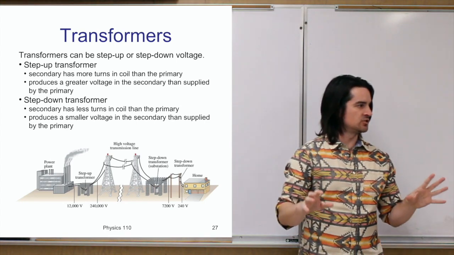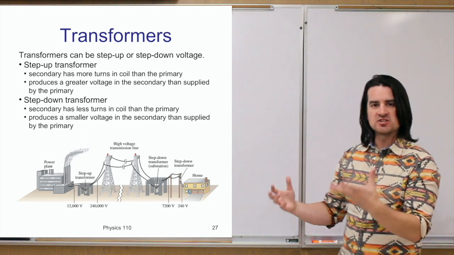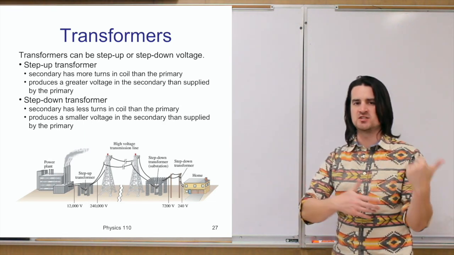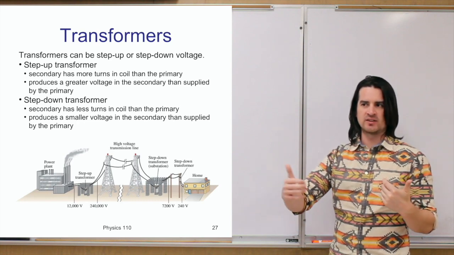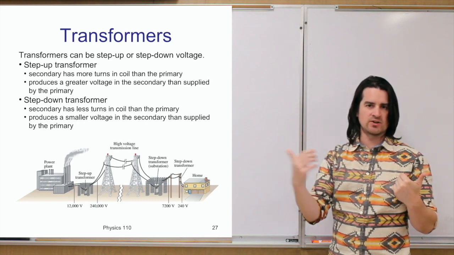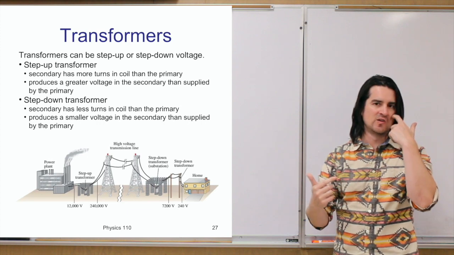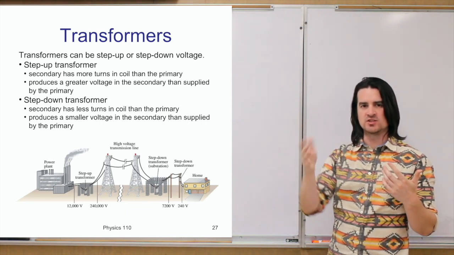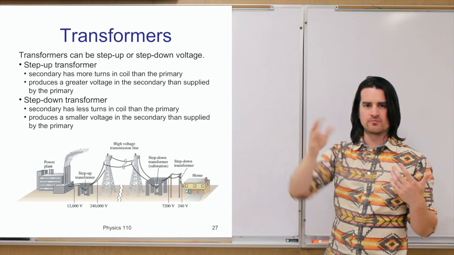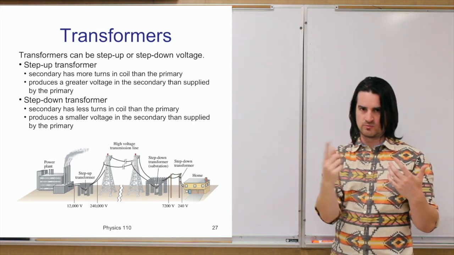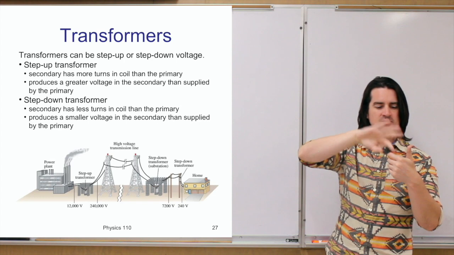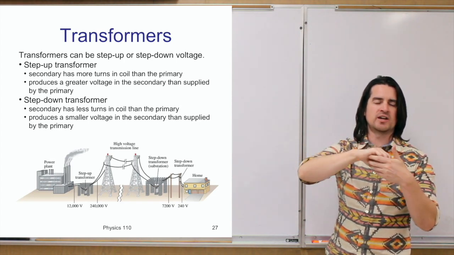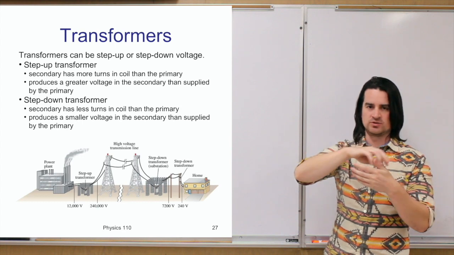So again, just to reiterate, a transformer will never be able to transform a DC current. The reason being that you need an AC current on the primary coil, because that AC current will produce a magnetic field that's constantly changing, constantly flipping back and forth as the current flows one way then the other. So that changing magnetic field through the second coil is what will induce that voltage, which will induce the current to flow.